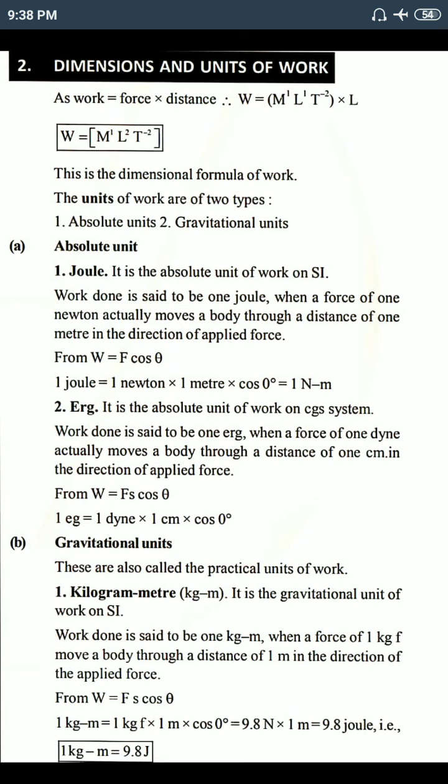How can we define kilogram meter? Kilogram meter means the force of 1 kgf moved by a body through a distance of 1 meter. When we apply 1 kgf force on a body, and the body moves 1 meter in the direction of the applied force, then the work done is said to be 1 kg meter. 1 kg meter equals 9.8 joule.